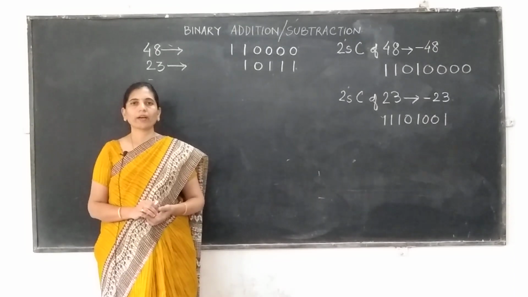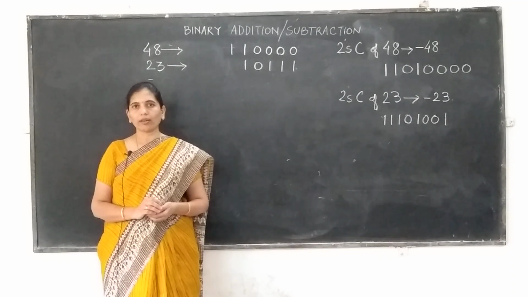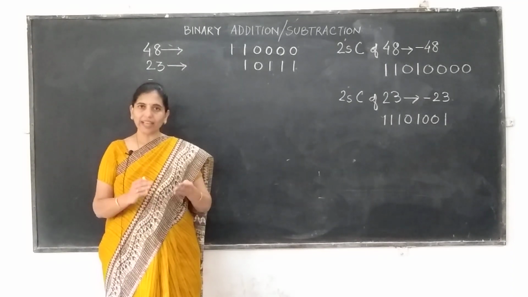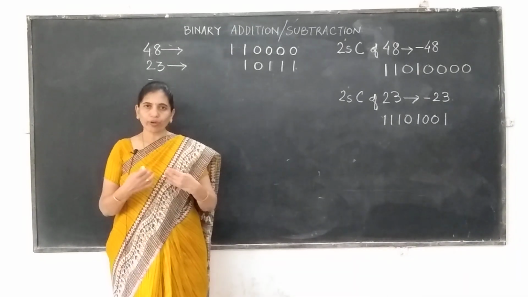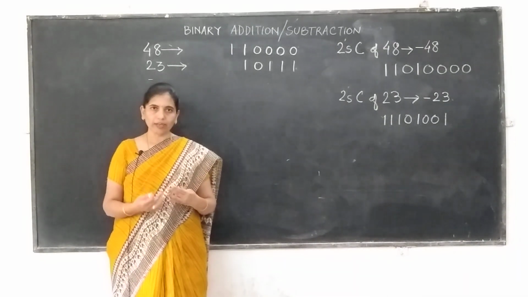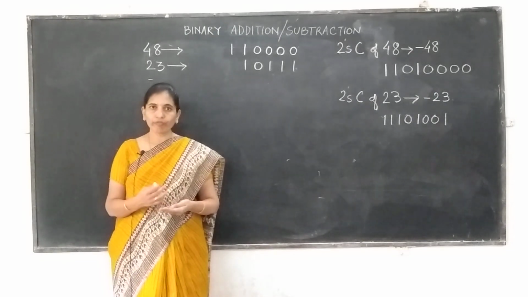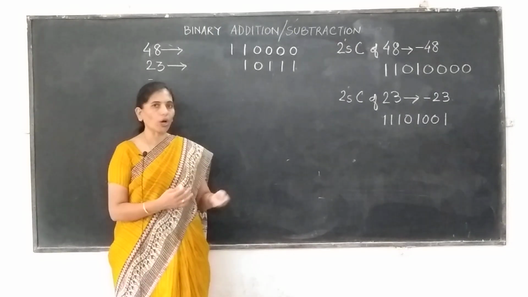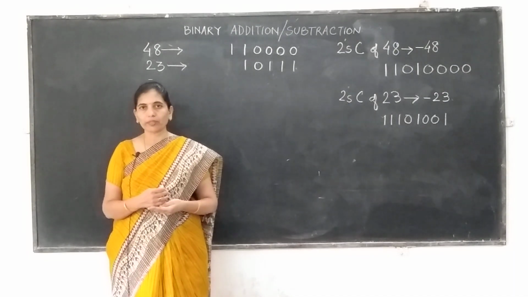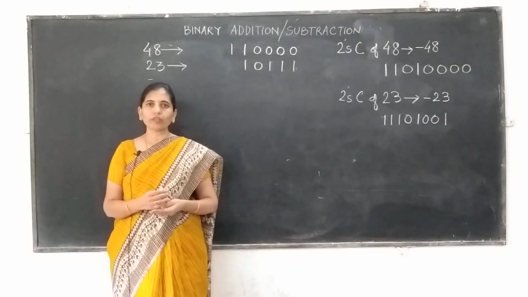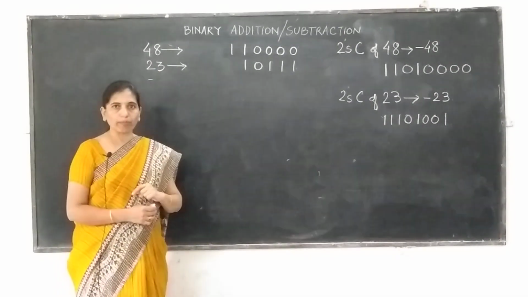Hello students, in this video we will learn the two basic binary operations. One is the addition and the other is subtraction. To perform these operations we might use negative numbers or positive numbers, and therefore we will be using the 2's complement method for representing the negative numbers. So let us start with the first basic operation, that is addition of two positive numbers.